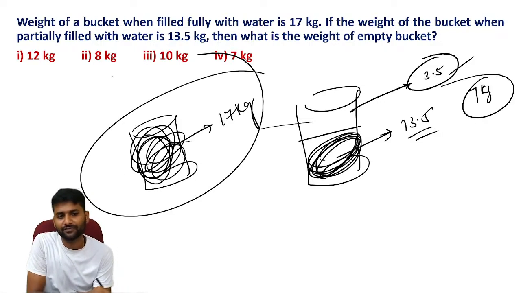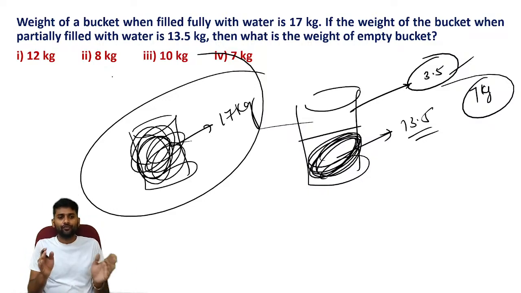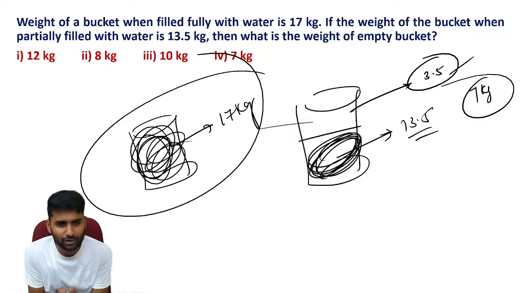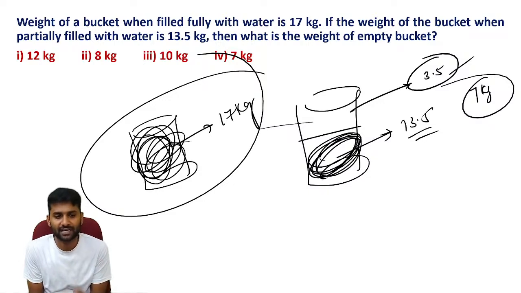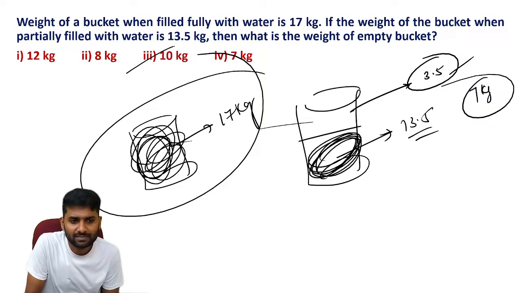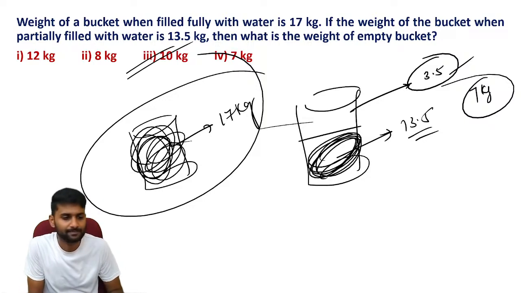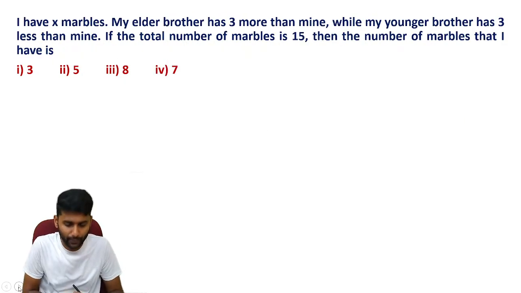If you go through the first information, the weight of the bucket filled with water is 17 kg. Out of 17 kg, 7 kg is water. So what about the remaining kg? That is exactly the weight of the bucket. Simple information.